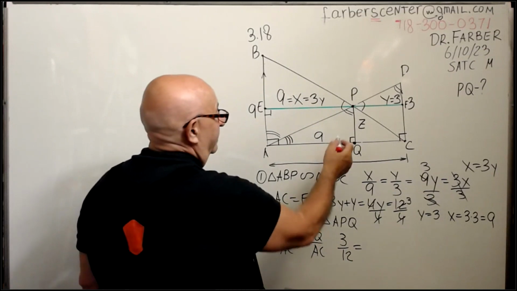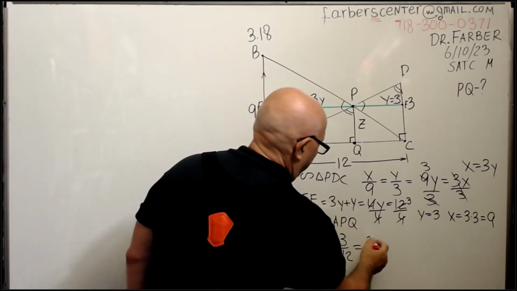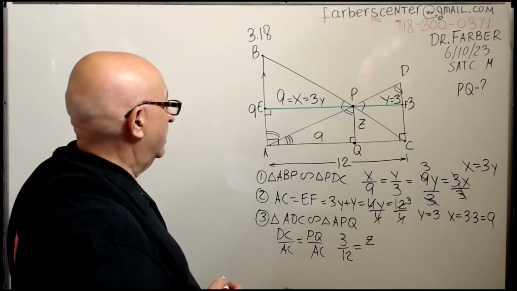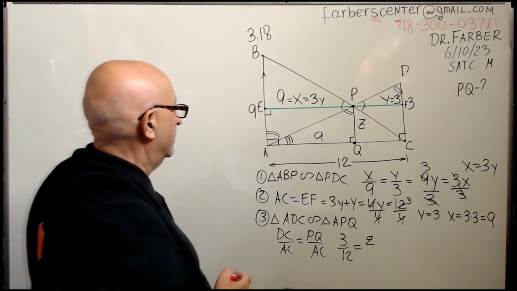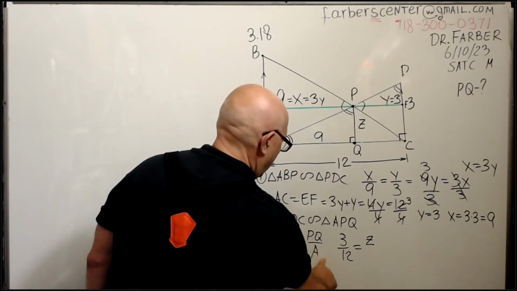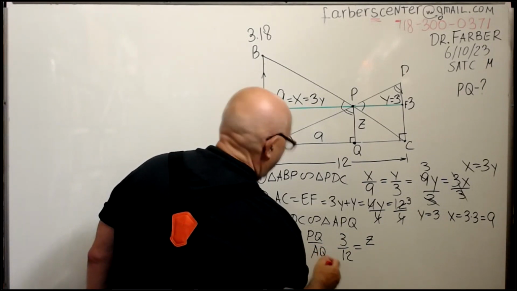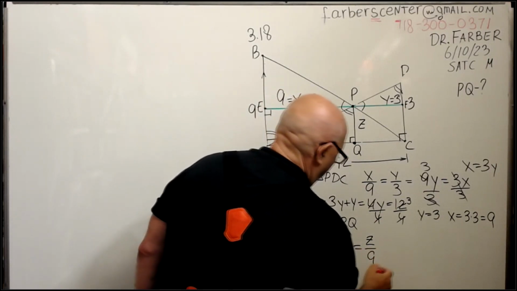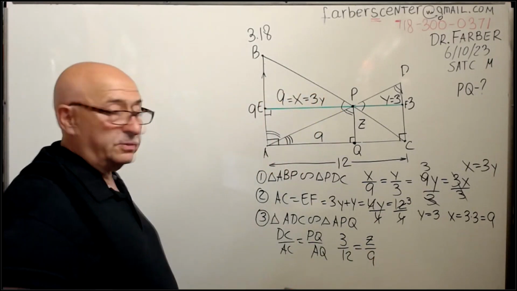PQ is Z. They ask you to find PQ. And AQ, this AQ, equals 9. Beautiful, just cross multiplication.